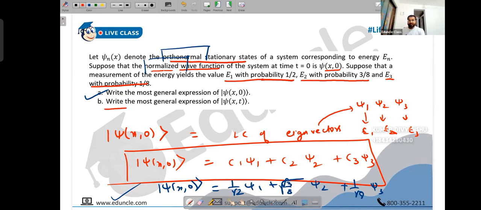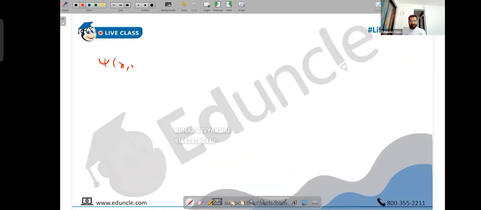Now write the most general expression of psi of x comma t. This is time evolution. It's only time pass people. We already have psi of x comma 0. What is psi of x comma 0? It is 1 upon root 2 psi 1, and then we have root of 3 by 8 psi 2, and then we have 1 upon root 8 psi 3.